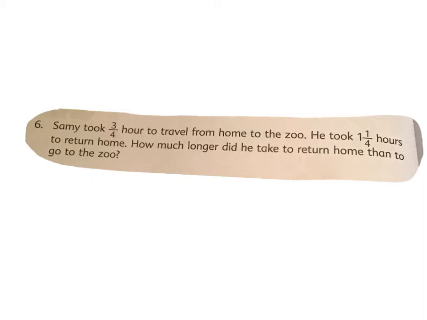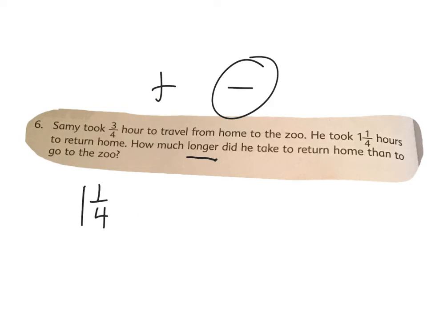All right, next one. Sammy took 3/4 hour to travel from home to the zoo. He took 1 1/4 hours to return home. How much longer did it take to return home than go to the zoo? So we're not combining them. Are we adding or subtracting? We are subtracting. So we are going to take 1 1/4 minus 3/4.